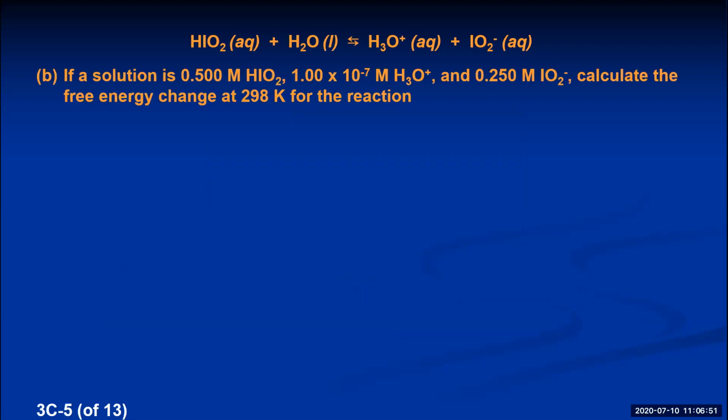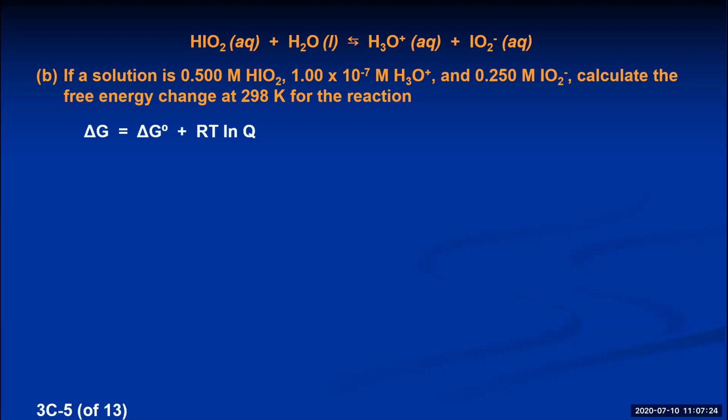Let's say we have a buffer solution. It's 0.500 molar in iodous acid. It's 1.00 times 10 to the minus 7th molar of hydronium ions. That would be the concentration of hydronium ions in neutral water. And then it's 0.250 molar in the iodite ions. So this solution has a weak acid and its weak conjugate base. It's a buffer. So let's calculate the free energy change at 298 for this reaction. So which reaction will be spontaneous under these conditions, the forward or the reverse reaction?